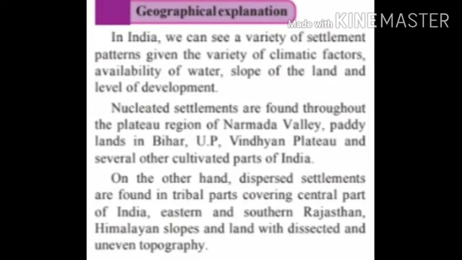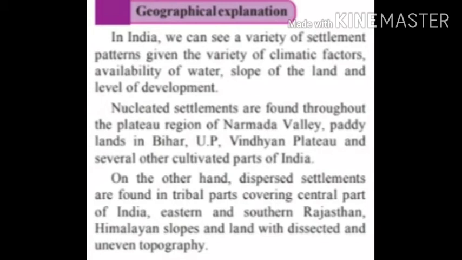Generally, we have seen nucleated settlement is found in the valley areas, because river basin areas and valley areas are always good and useful for human settlement. Therefore, nucleated settlement is found. What is meant by nucleated settlement? Nucleated settlement means very compact and close settlement. In valley areas, plain areas, and plateau areas, nucleated settlement is found because such parts are useful for human settlement. So nucleated means compact settlement, settlement which is close to each other.